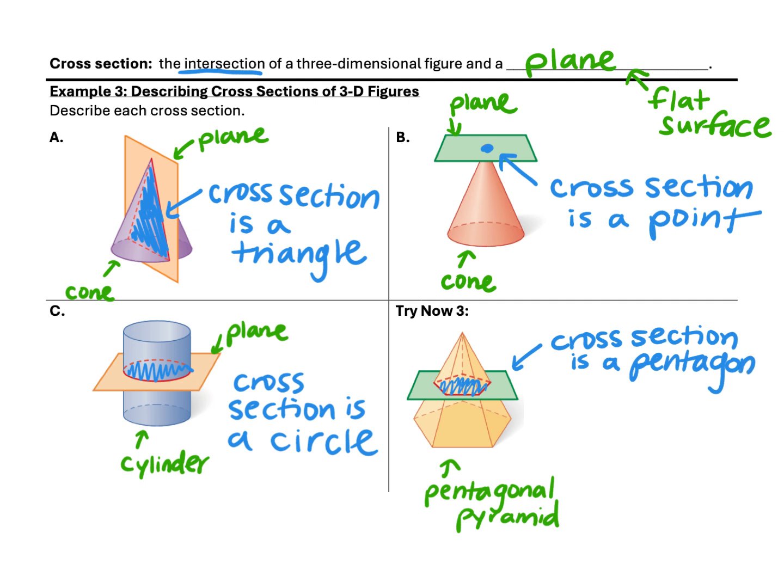So this ends our lesson. We started off by talking about the different parts of 3-dimensional figures and how we name them. And then we looked at nets and cross-sections. We'll continue our study of solid geometry in lesson 10.2.